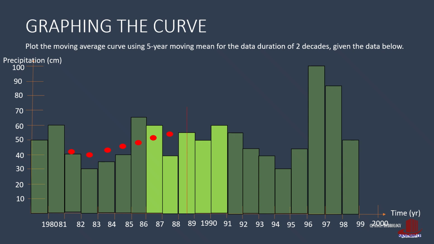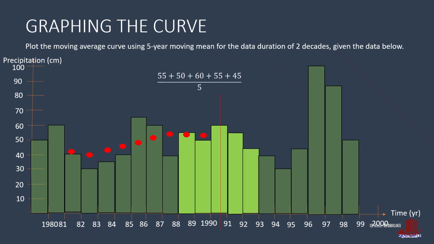For the next point, the average of precipitation is solved as a fifth of 60 plus 40 plus 55 plus 50 and 60. That is 53, pinned between 88 and 89. For the next 5 years, the depths included are 40, 55, 50, 60, and 55, and their average is 52, pinned between 89 and 90.